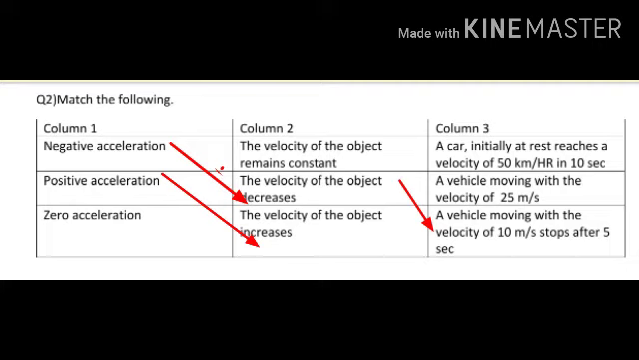A car initially at rest reaches a velocity of 50 km. Here the velocity is increasing. Initially it was at rest, so it was 0. Now it has increased. And the last one is zero acceleration.